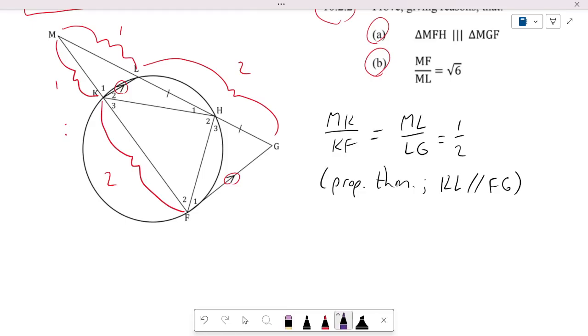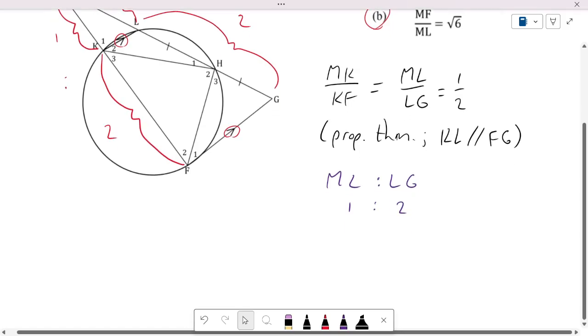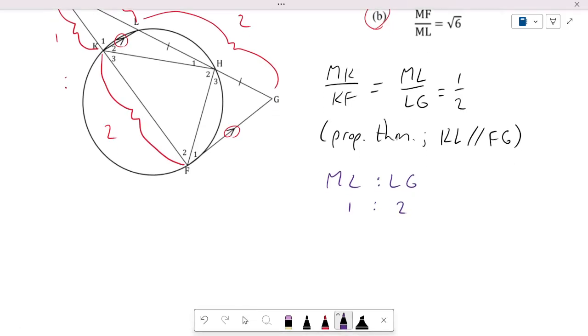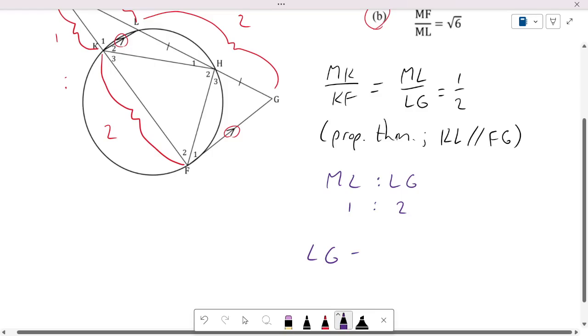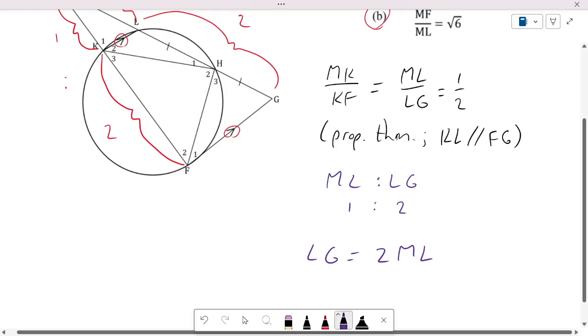So what we are saying over here is that ML is a ratio to LG, where ML is 1 and LG is going to be 2. So what we are saying is that LG is 2 times. So LG is actually equal to 2 times our ML. Am I right? From this information that is given over here. That is one step closer to when we are getting our answer, right?